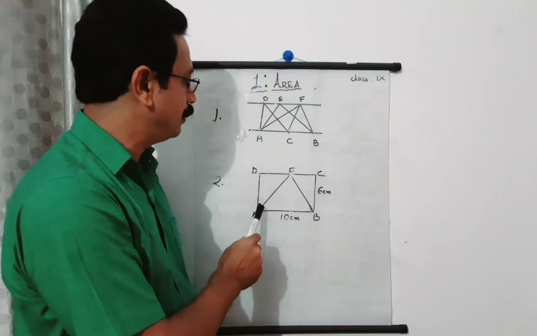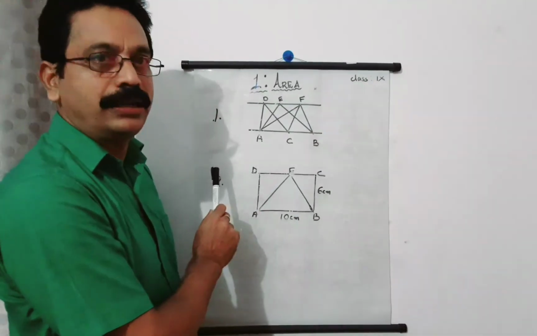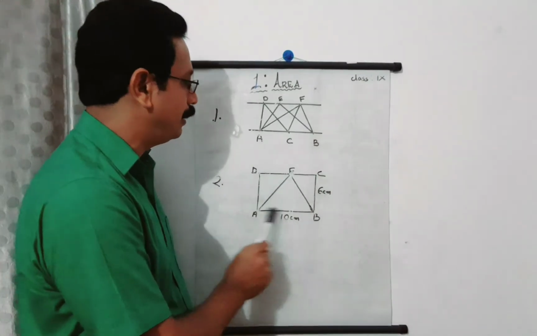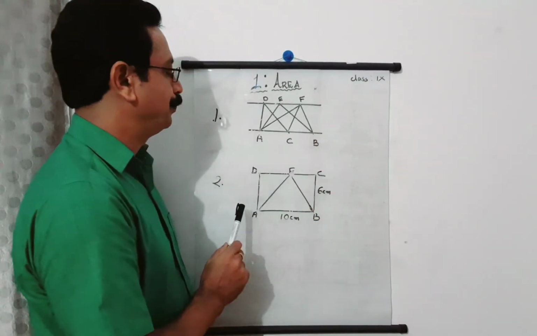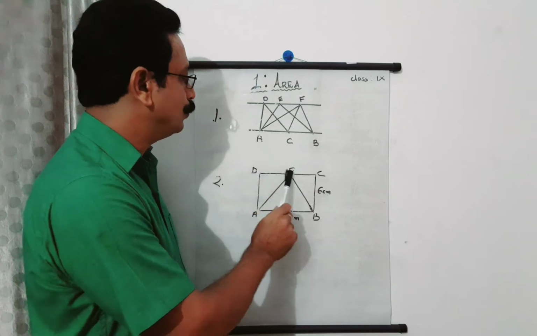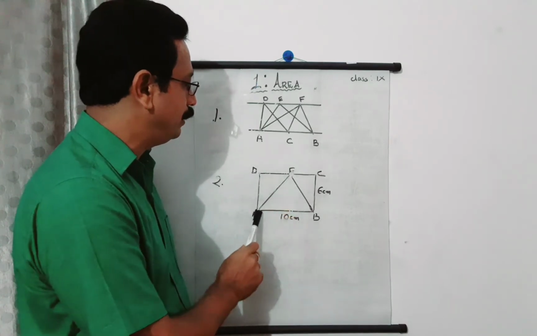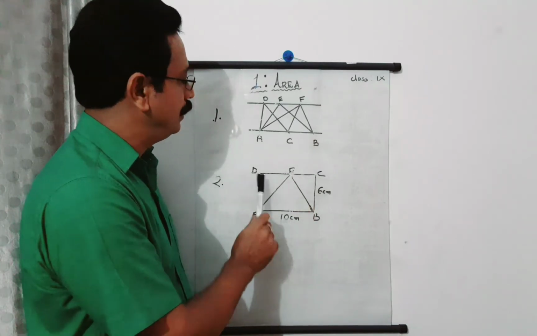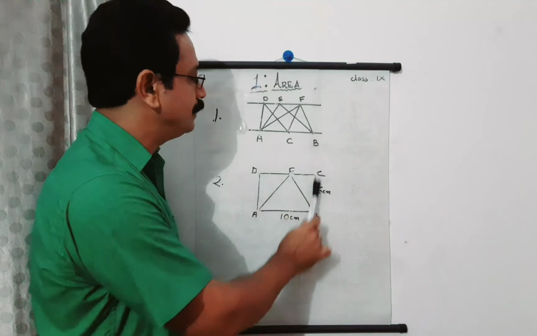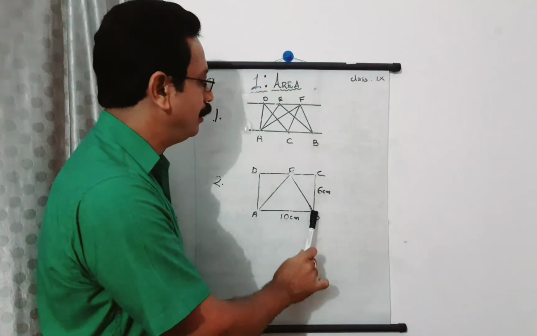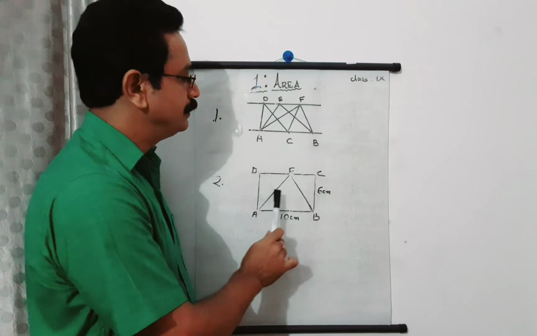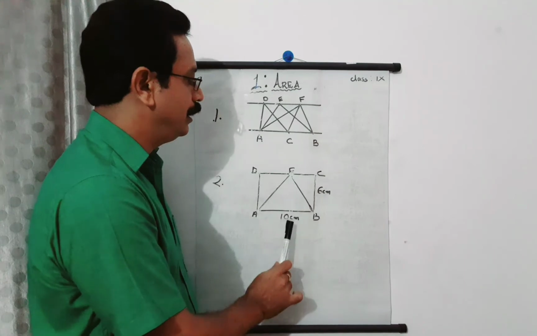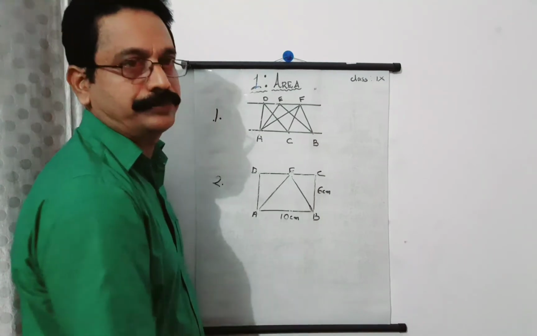Now let us consider the answer for the last question. The last question is to find the sum of areas of triangle ADE and triangle BCE. You know, the sum of areas of triangle ADE and triangle BCE is the same as the area of rectangle ABCD minus the area of triangle ABE, that is 60 centimeter square minus 30 centimeter square equals 30 centimeter square.